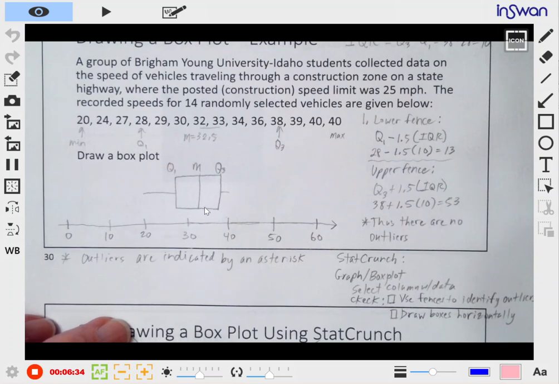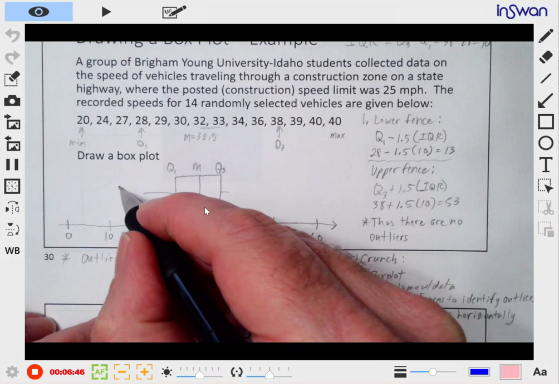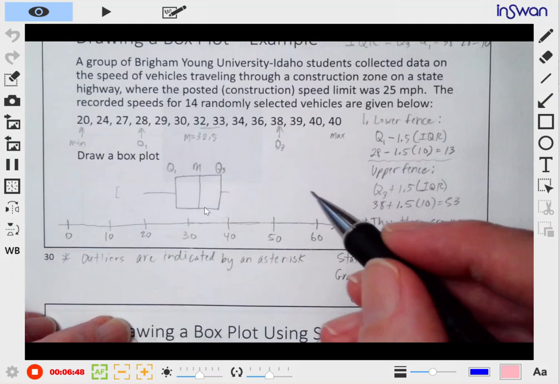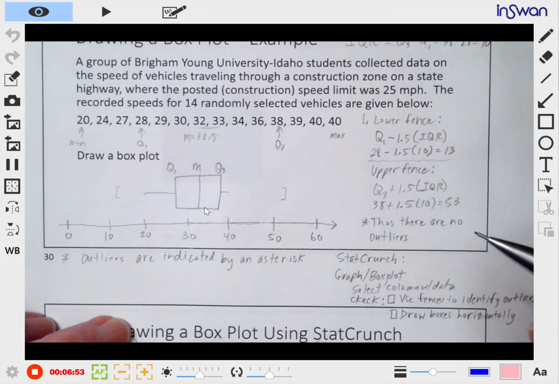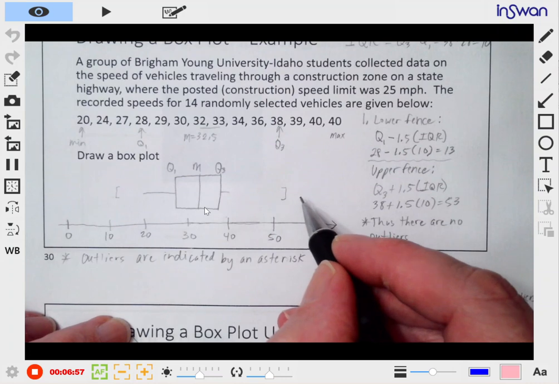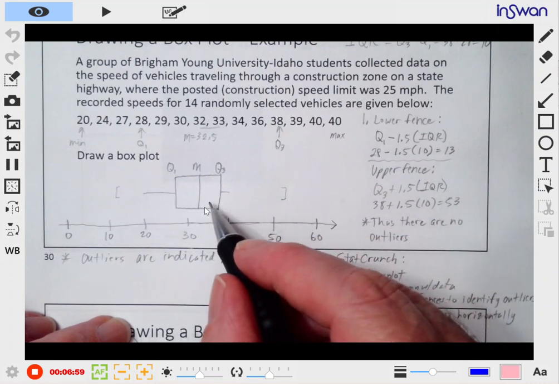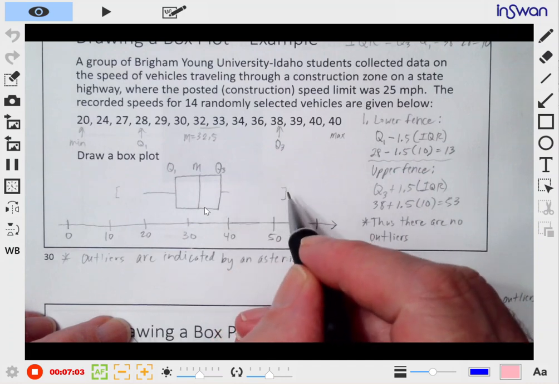And so the next step was to label the lower and upper fences with brackets. We really don't need to do this step, but I'll do it anyway, and then we'll erase it. So 13, we have a fence. So we just draw a bracket, and at 53. The main thing is we're looking to see if there are any outliers, and we said there aren't any. And so we'll end up erasing these fences.